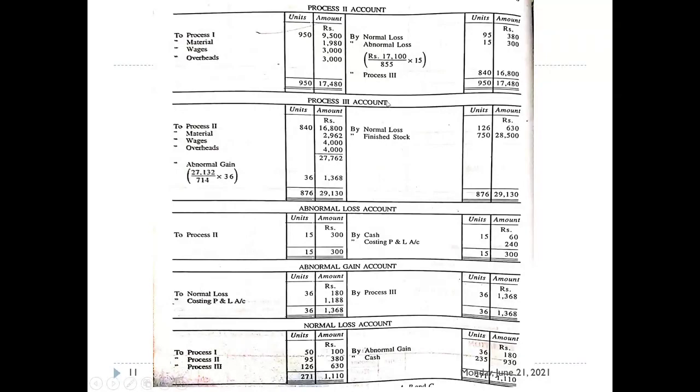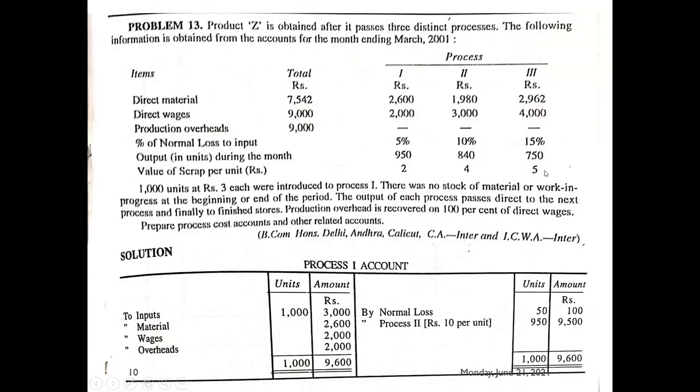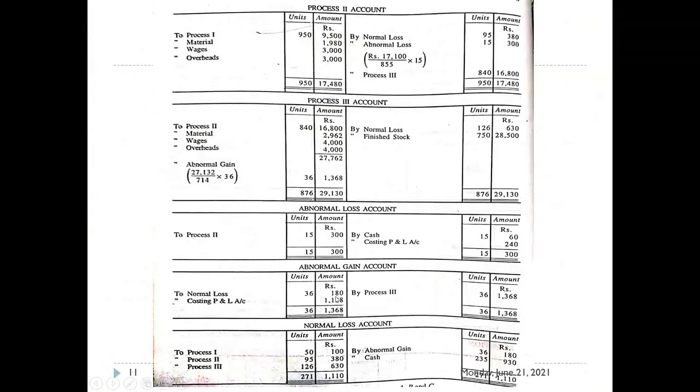If there is any gain, it will be adjusted against normal loss. Since we have loss and abnormal gain, that means we are earning a profit. So this profit is adjusted against the loss. So that's why we are writing what? To normal loss account. It is called loss of income. So 36 into how much? Scrap value 5. So 36 into 5. So it will be 180. Now balance it. The balance goes to costing profit and loss account.